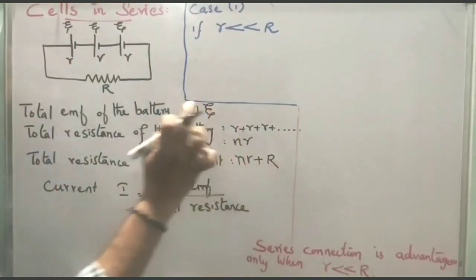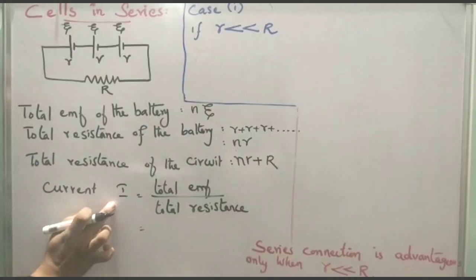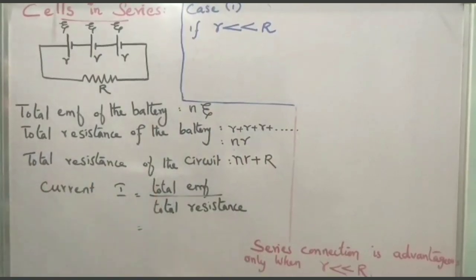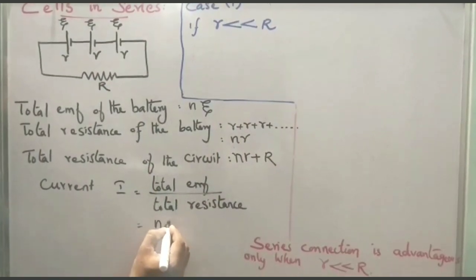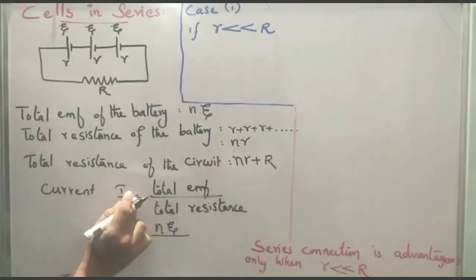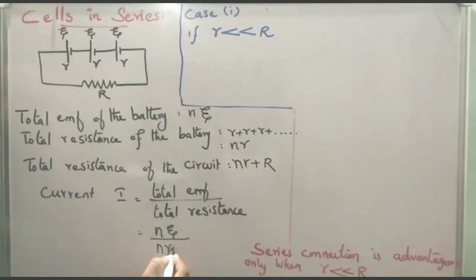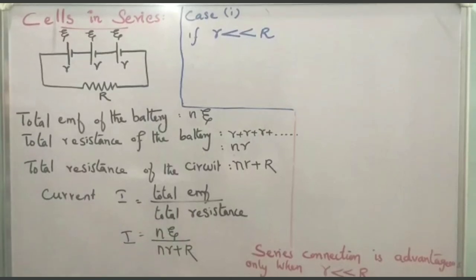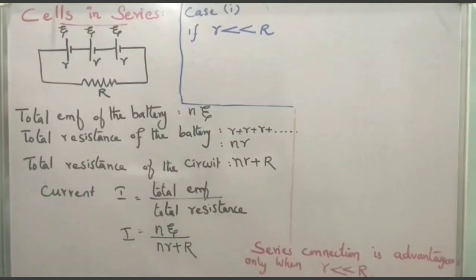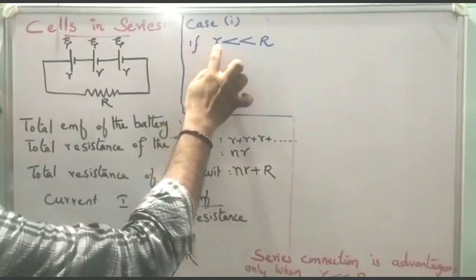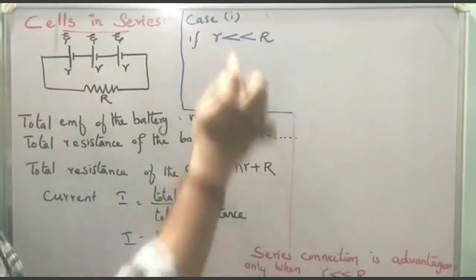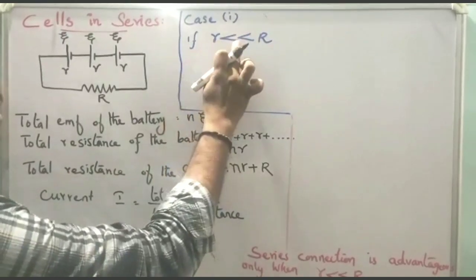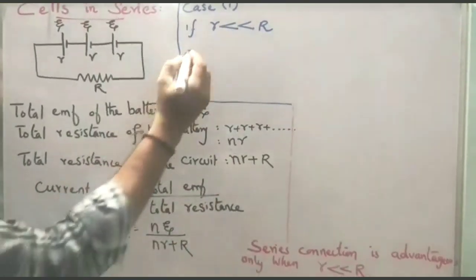So nr plus R. Now current flowing through the circuit I is equal to total EMF by total resistance. Total EMF is n psi and total resistance is nr plus capital R. Now we have to consider two cases. Case 1, if small r is very much less than capital R, that is internal resistance of the cell is very much smaller than the external resistance, what happens to the current?